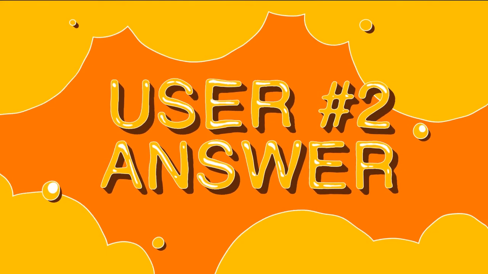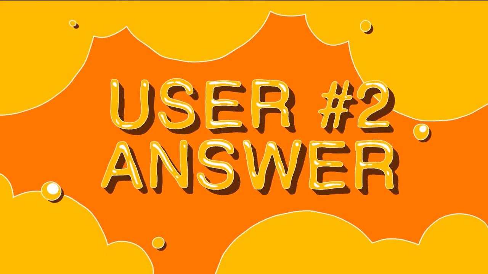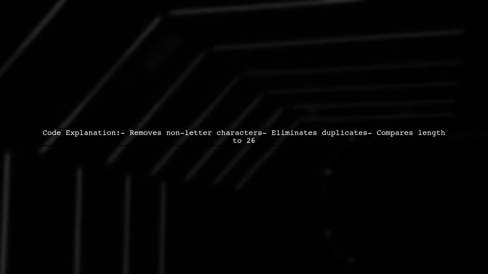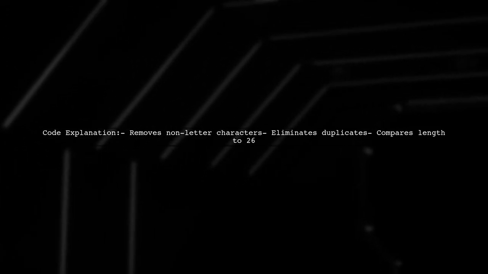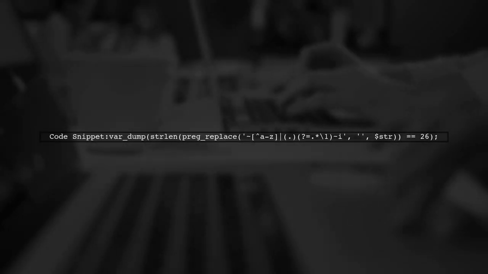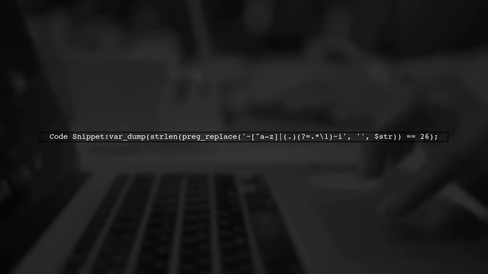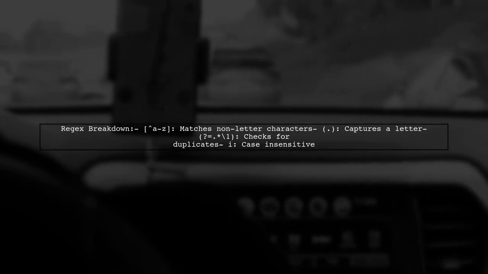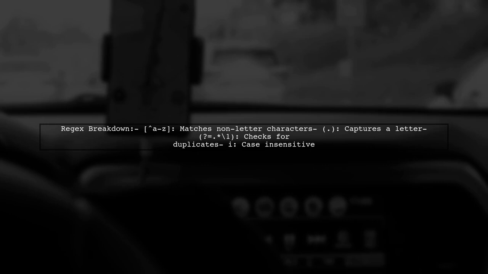Let's now look at another user-suggested answer. You can check if every letter in the alphabet appears in a string using regex, but it's not the fastest method. A more efficient approach is provided by user HJ Potter. The code removes non-letter characters and duplicates, then checks if the length equals 26. Here's the code snippet. It uses regex patterns to achieve this. The regex breakdown includes matching non-letter characters, capturing letters, and ensuring case insensitivity.